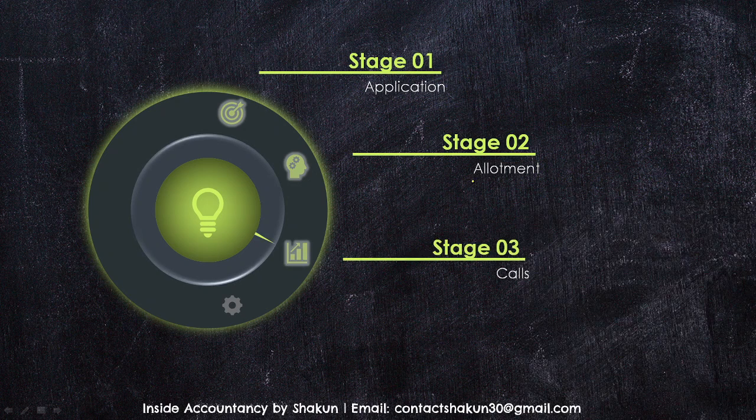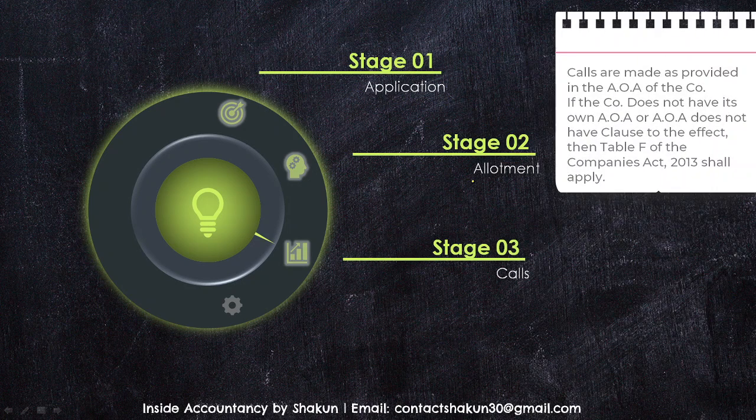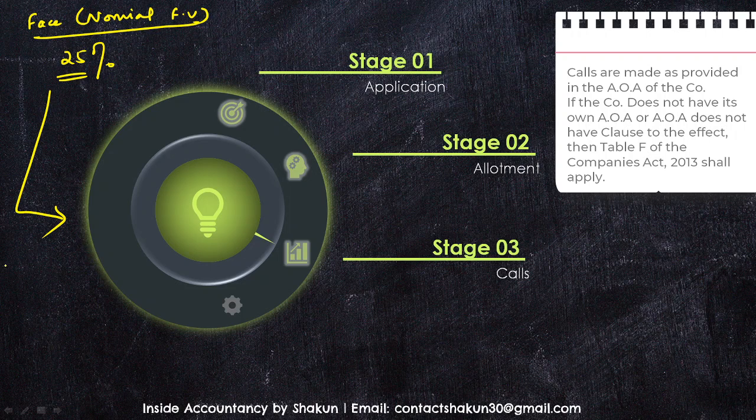And now we come to the third stage, that is calls. So what is the next stage? Known as calls. Calls are made as provided in the articles of association of the company. If the company does not have articles of association of its own, then it will take into consideration Table F of the Companies Act 2013, and according to it, the call should not be more than 25% of the nominal face value. What are we talking about? We are talking about the call.